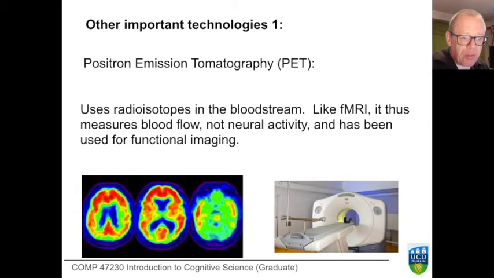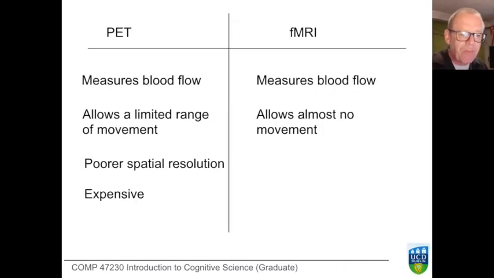PET, or positron emission tomography, also measures blood flow rather than neural activity, and so functional imaging of the same nature can be done in this way, but there are differences between them. They both measure blood flow. In a PET scan situation, you can allow a limited range of movement, but in fMRI, subjects have to be almost completely static, not allowed to move. We get poorer spatial resolution with PET, and it's very expensive. It's often used in clinical settings rather than pure research settings.